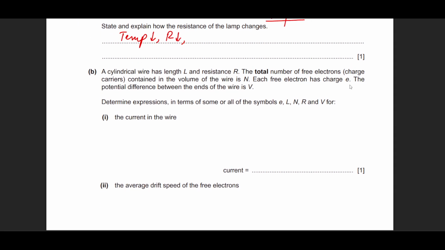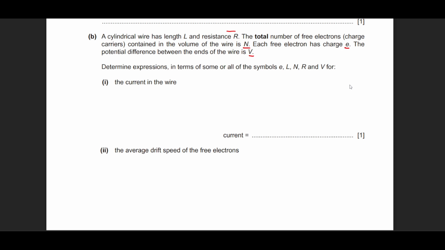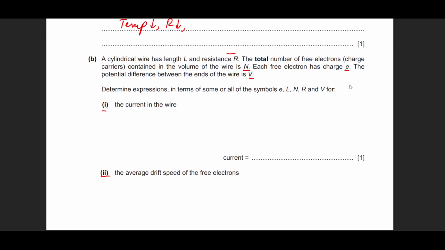A cylindrical wire, okay, good. So it has a resistance R. Total number of free electrons, charge carriers, is given as N, and the elementary charge is E. The potential difference is V. He says determine the current, so no problem. And in the incoming parts, that is 1, 2, and 3, we're going to use these variables. This is what he's asking us to do. Okay, so don't try to force all these variables into a single part. Just wait for those parts to come in.